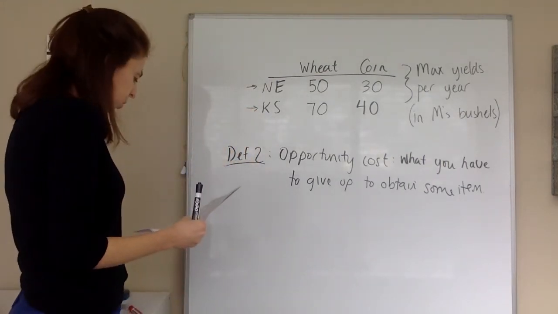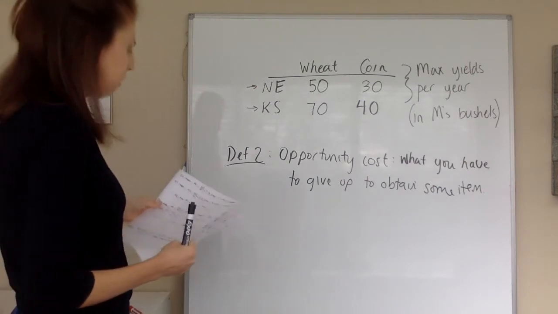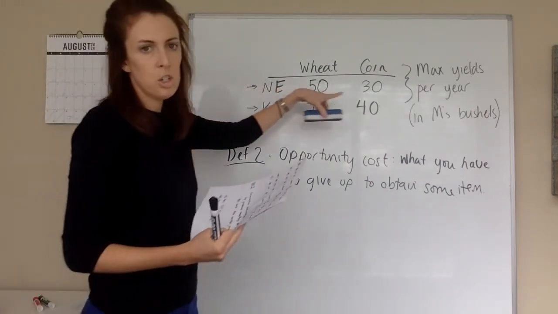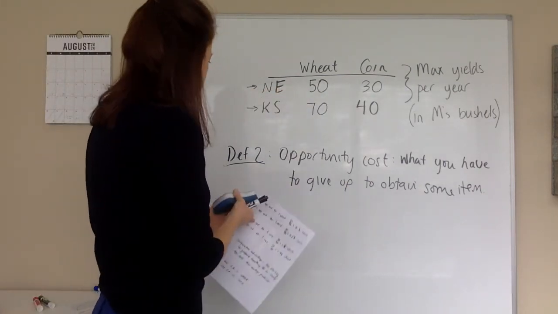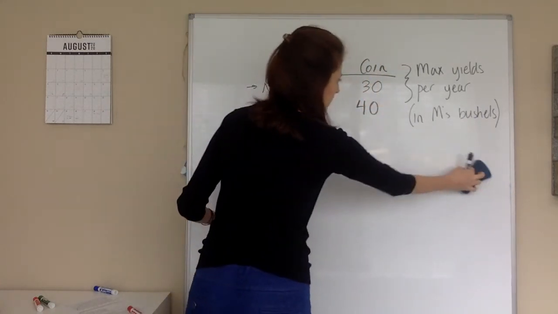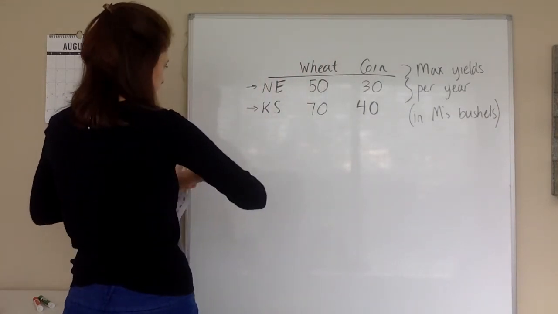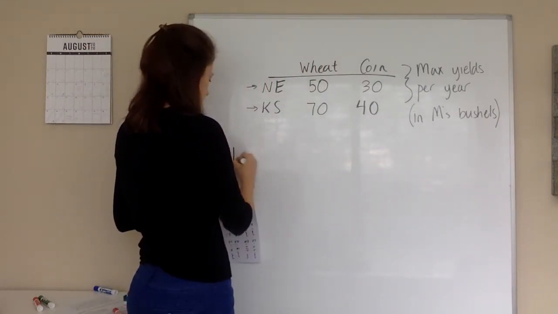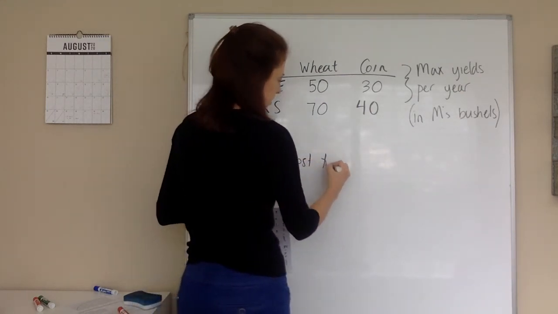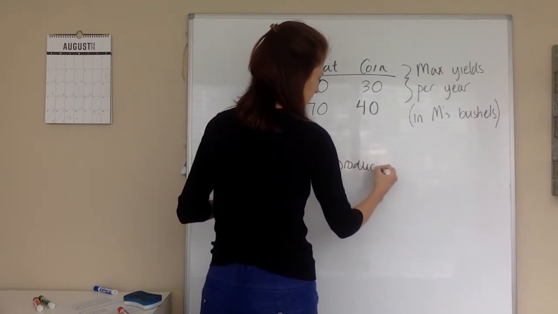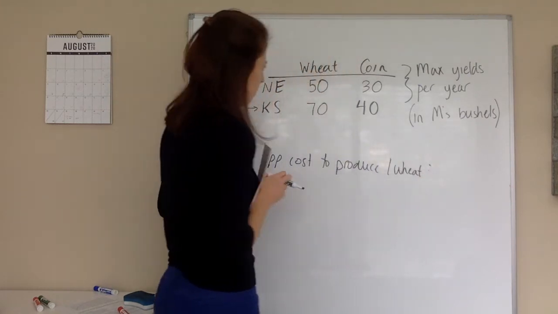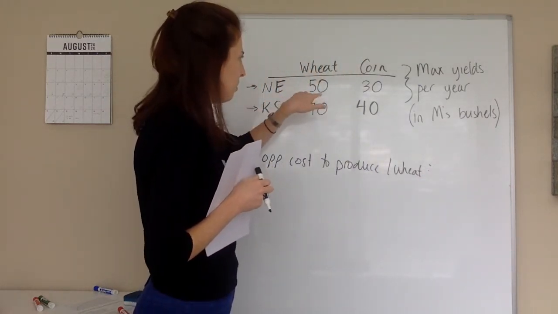Okay, so now let's think about this in terms of farming. For farming, we can calculate the opportunity cost for each state to produce 1 unit of each type of crop. So let's start with Nebraska again, and let's think about Nebraska's opportunity cost to produce 1 wheat. It's going to be equal to, okay, so now we have to just turn our brains on for a minute.